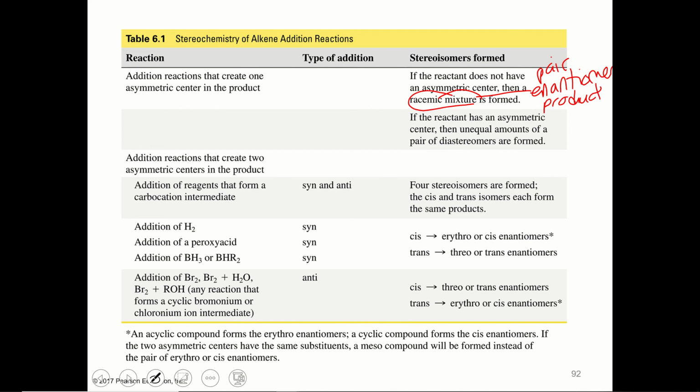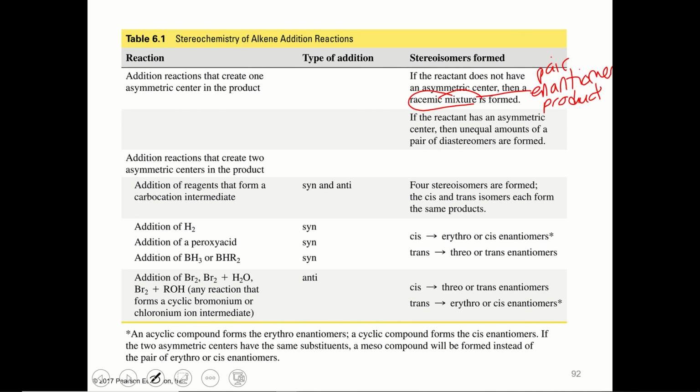For the addition of H2, creating 2 new asymmetric centers, we can only have syn addition, and that will affect then, you will only make a pair of enantiomers in the product. For the addition of a peroxy acid, we have syn addition to a double bond. If we start with a cis double bond, then we get the cis enantiomers. If we start with a trans double bond, we get the trans enantiomers.